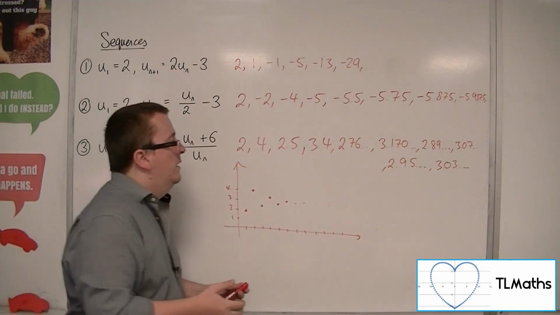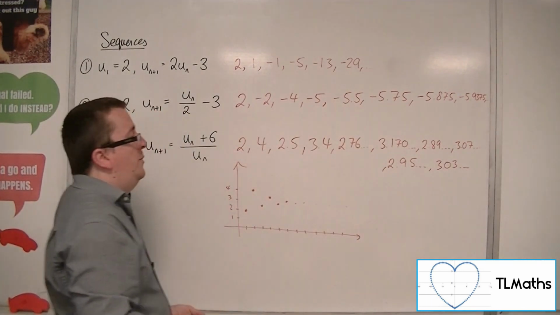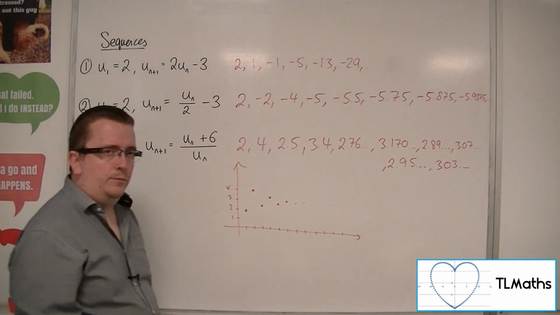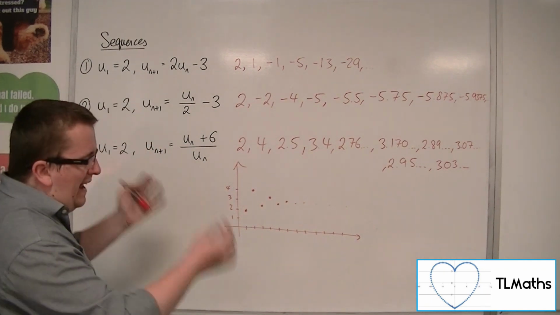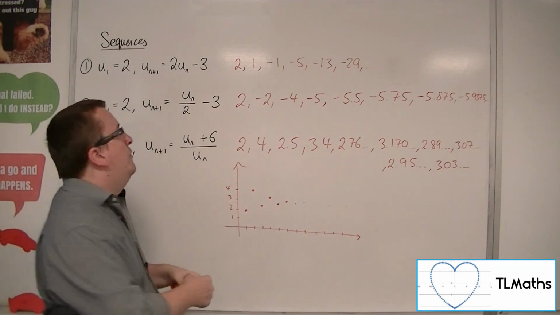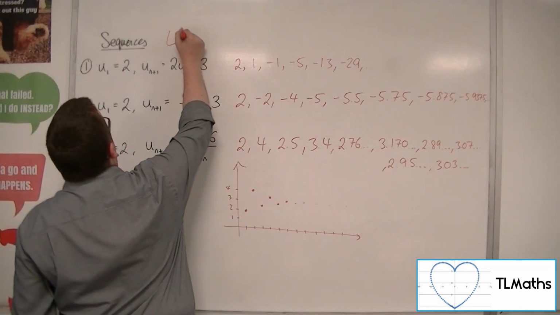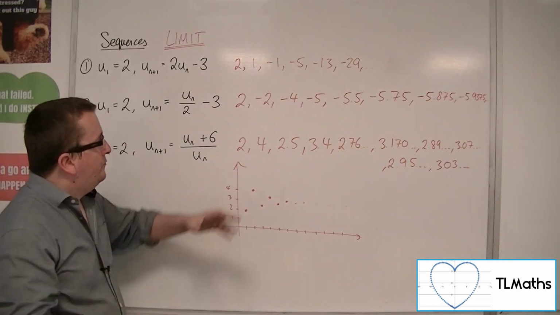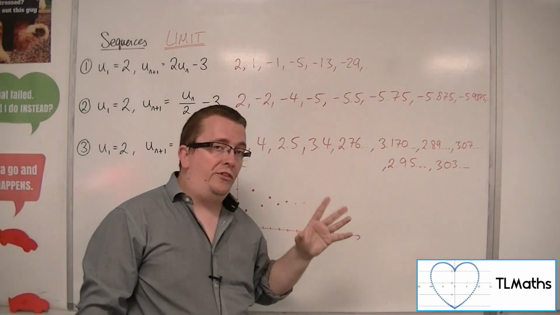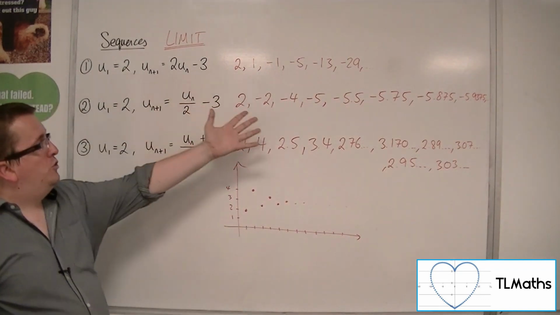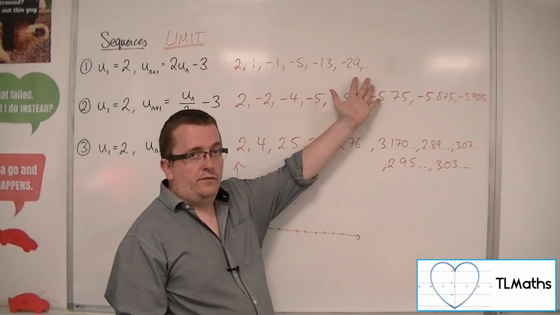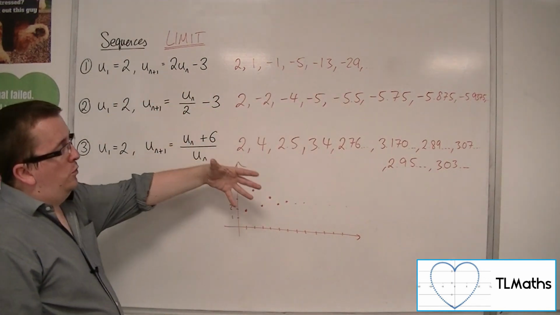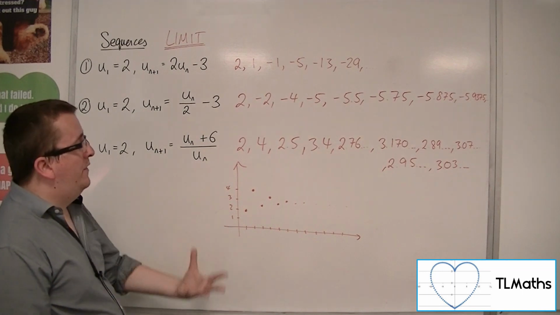So both number 2 and number 3 appear to be converging on a particular value. And this value, whatever it is, we refer to as the limit of the sequence. And clearly, for number one, there was no limit, okay? Because it was just getting larger and larger and larger and more negative, okay? So number two and number three have this limit.